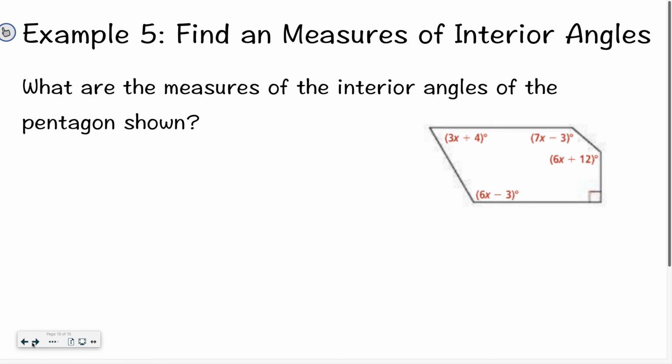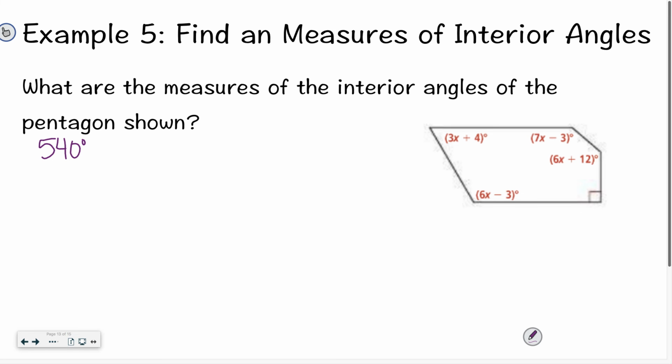Okay, so example 5, find the measures of interior angles. So what are the measures of the interior angles of the pentagon shown? Just because I've done these angle measures so often, I just know pentagons have 540 degrees. So chances are I'm going to be setting up an equation that's equal to that number.